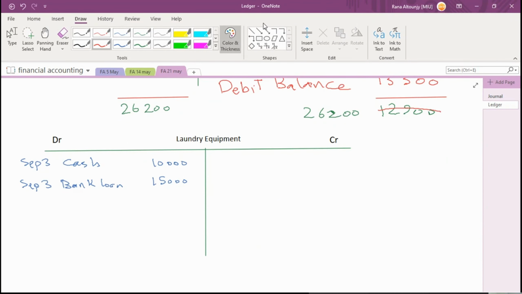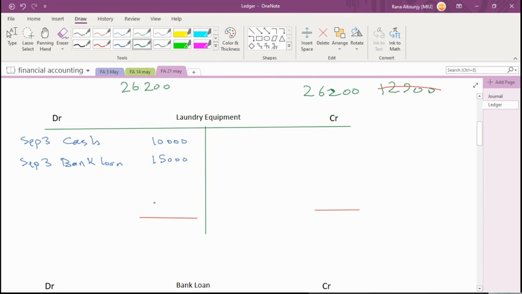So also here, we need to do the balancing of the two sides. So here you will tell me, but Miss, here we have nothing in the two sides. Yes, it's okay. So what should we write here? Here the total is 25,000. Here the total is 0. So to make both sides balanced, we need to add the same amount to the smaller side. This is 25,000.